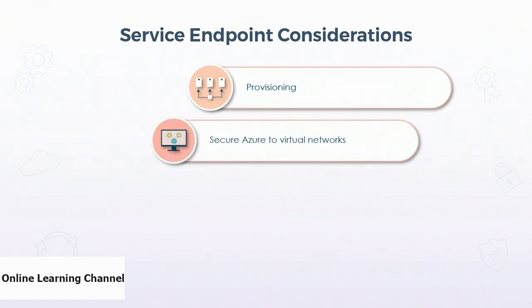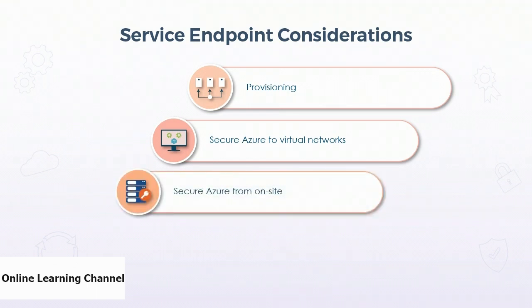A VNet service endpoint will provide the identity of our virtual network to the Azure service. Once we enable these service endpoints in our VNet, we can add a virtual network rule to secure these Azure service resources to our virtual network only. So we're keeping that traffic internal.